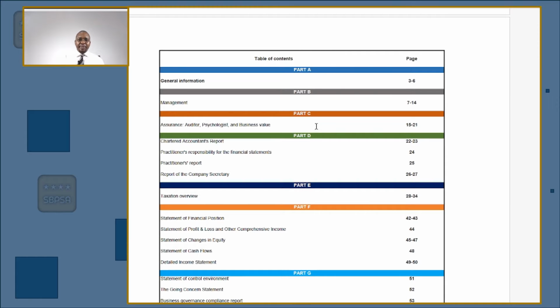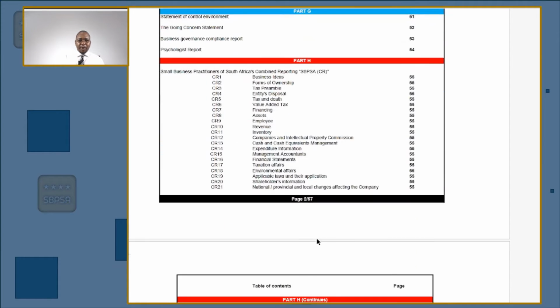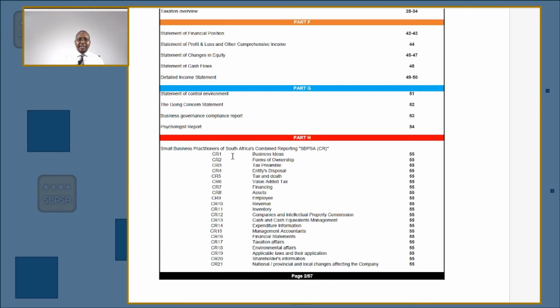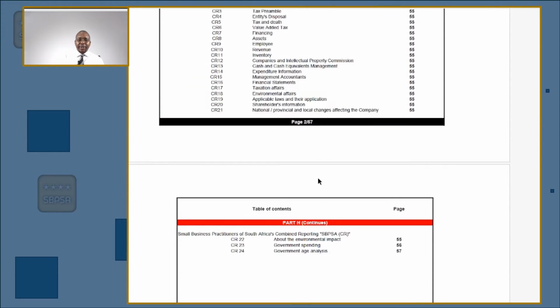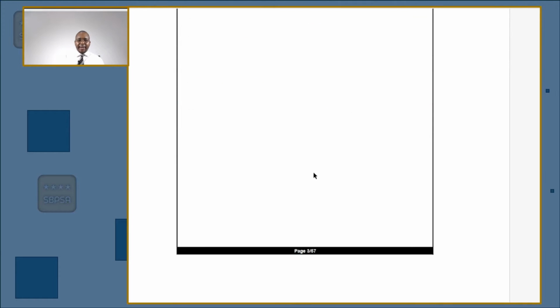It has got part A, part B, part C, part D, part E, part F, part G, and part H. Part H, we dealt with it when we were dealing with cycle 1.4 CPD, because cycle 1.4 CPD was talking about the combined reporting assurance, where it wanted us to provide more information about the figures that we're going to deal with there. Okay, so it's very important that when you are dealing with financial statements, you also have your CAR with you. Okay, and part H continues from there as well.